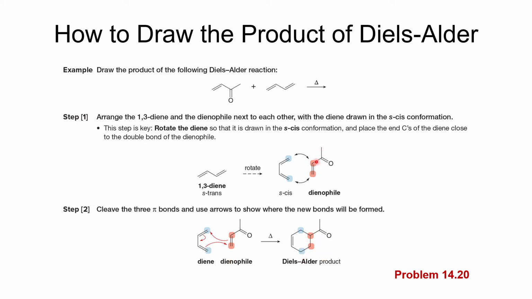Here it just shows which atoms, so the red atoms are the red atoms here, and then the blue atoms, which are at the 1 and 4 positions of our diene, are the blue atoms here. Once you do that, that's also going to make it easier to do retrosynthesis with the Diels-Alder, which we're going to do in a coming section. Let's look at number 20, and this will give us some practice drawing Diels-Alder products.